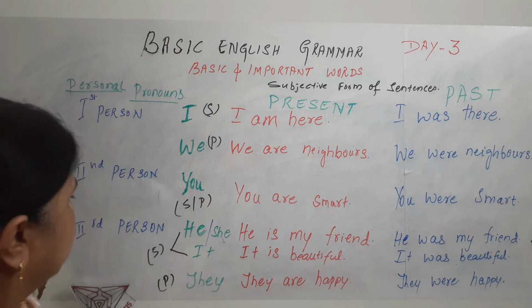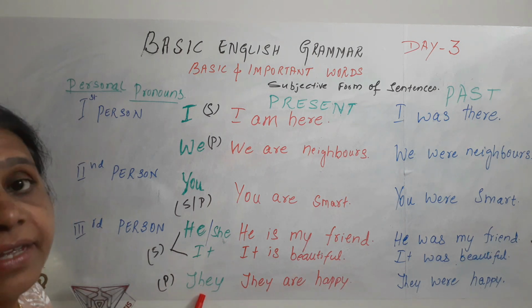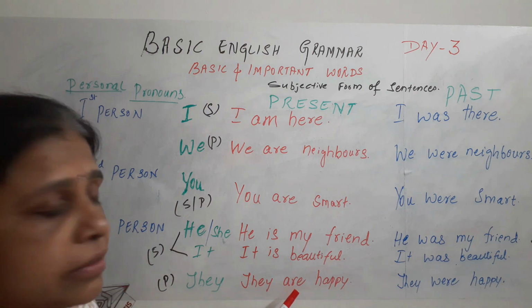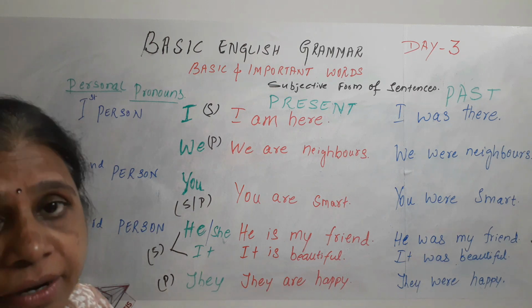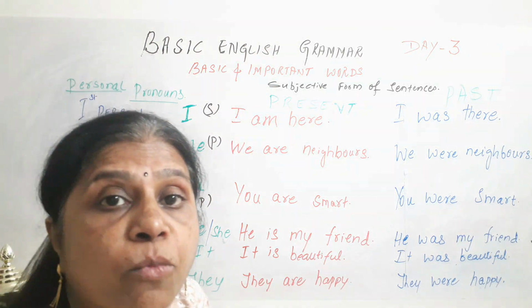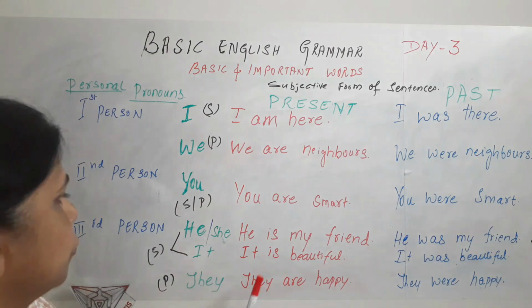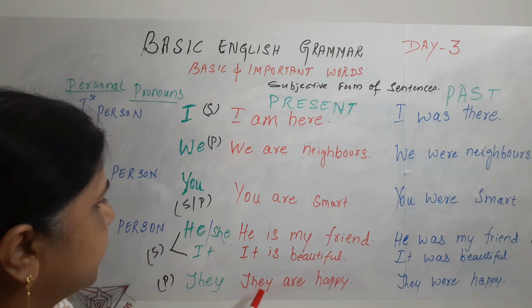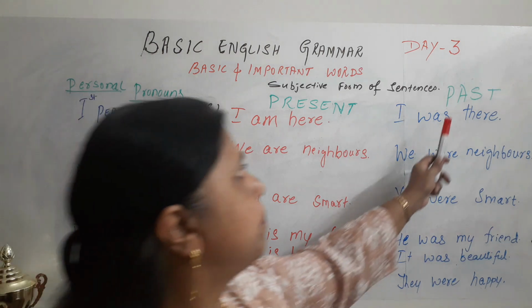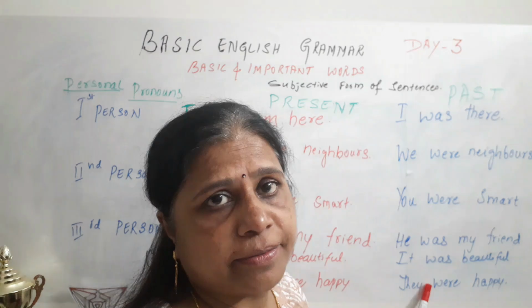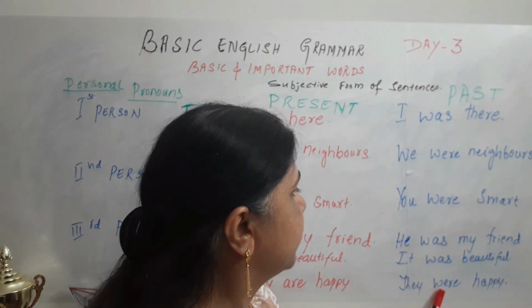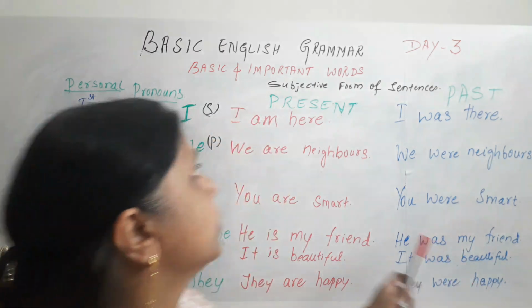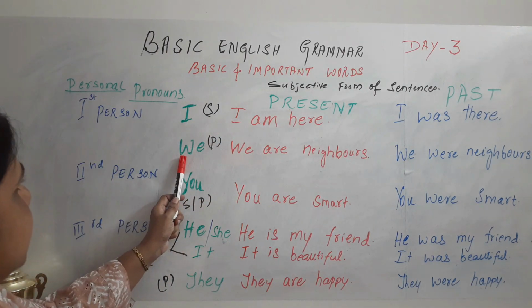Alright. Now coming to plural, they. We use they. For they we use are because it is plural. Plural is more than one. So they are happy. In present tense, are for they, and for past tense we use were. So they were happy.